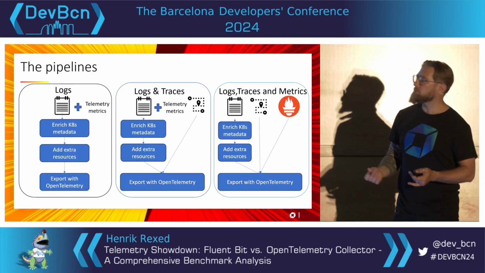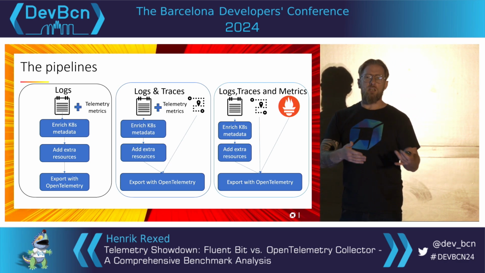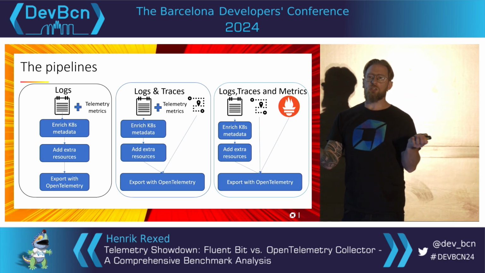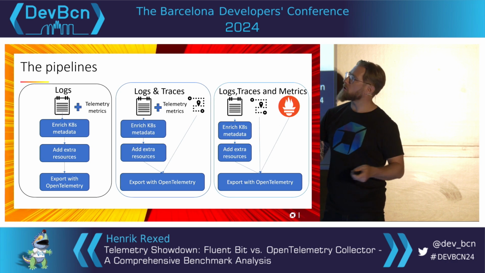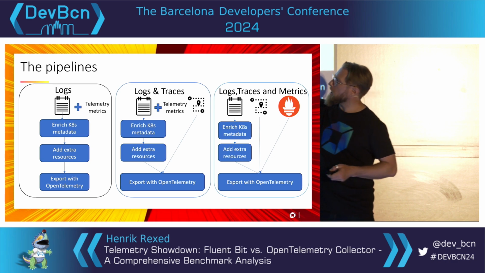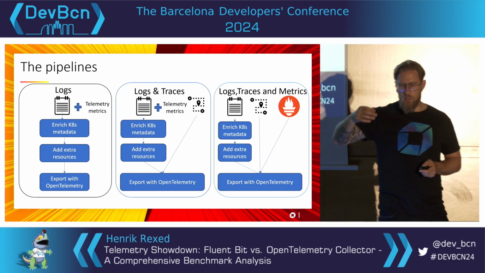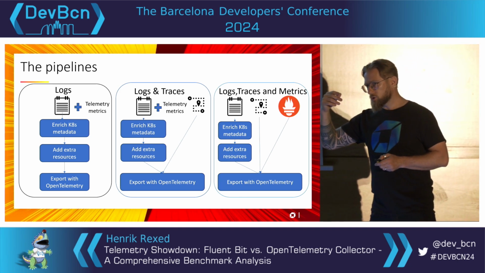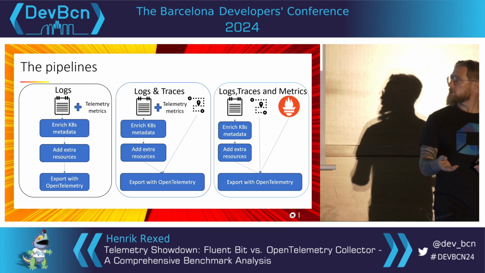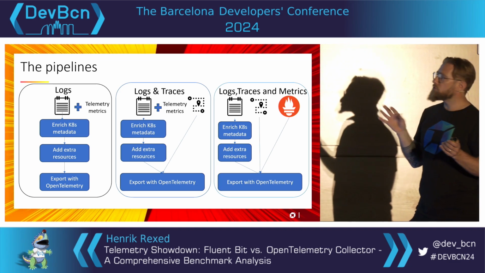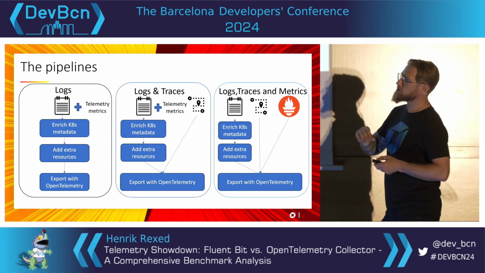So the pipeline, because we saw, obviously, you cannot compare with the same feature, so I had to reduce the scope to compare what is comparable. So with the logs, I say, okay, I'm going to receive the logs. I collect the logs on Kubernetes, and I'm going to add the Kubernetes metadata. I'm going to add a few extra resources. I'm going to do some parsing, very limited, and then I'm going to export with OpenTelemetry.